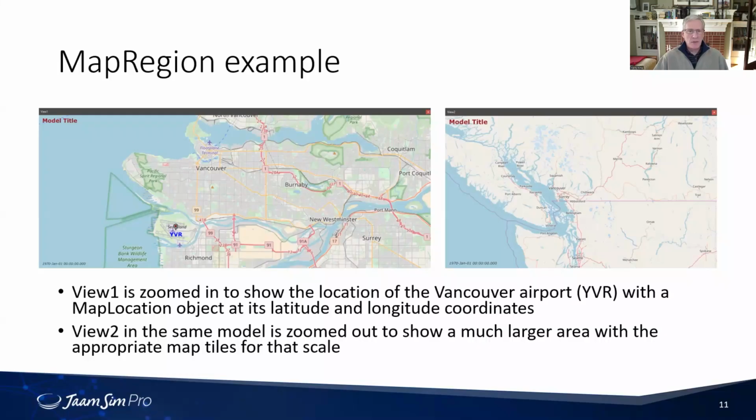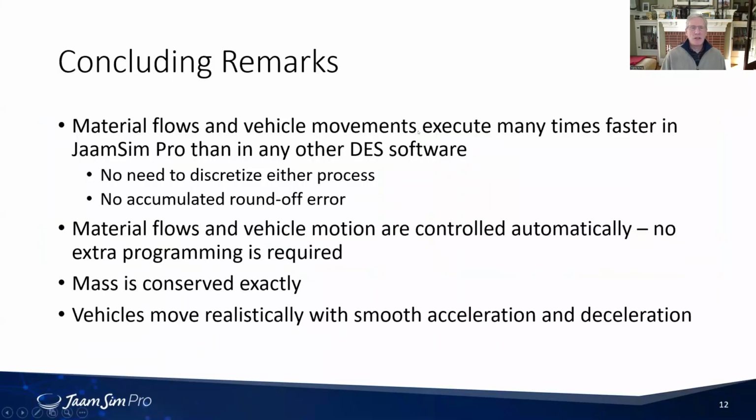So just in conclusion, the material flows and vehicle movements in JaamSim Pro are very fast. They avoid a lot of problems that the other discrete event packages have with their packages. There's no need to discretize the processes, either vehicle motion or material flows, and consequently there are no accumulated round-off errors and slow execution speed associated with the discretization.